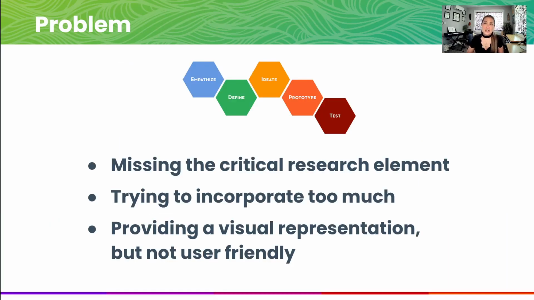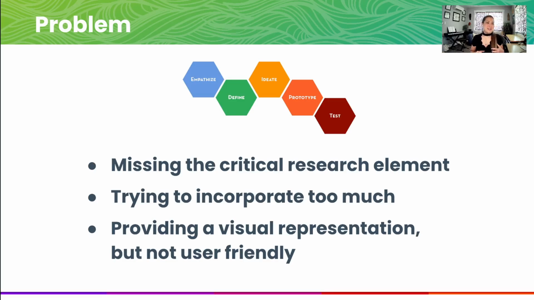First of all, it's missing the critical research element. Every design process that I've been through involves research, and this one does not include research. And I think it's really important that it's a very spelled out part of the plan.